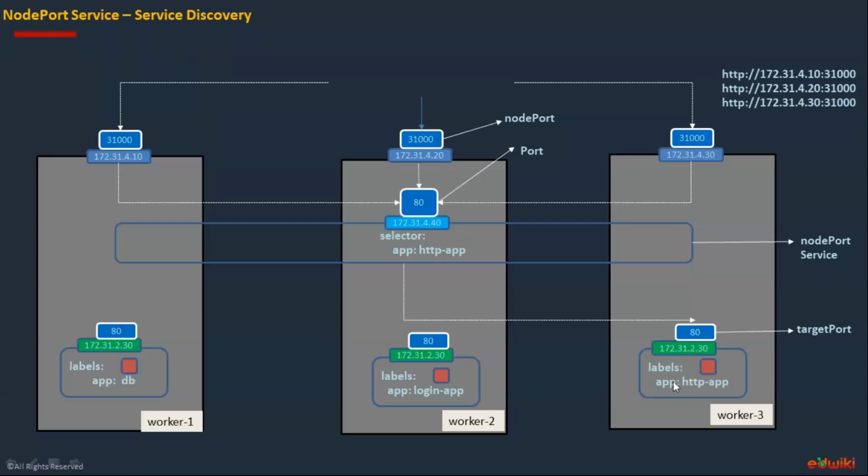Now, I don't need to worry about the labels when it comes to the end user, whoever is accessing my website. They will just say, hey, I want to access a website. You send the request to 31000. You already did this configuration. Anything that comes to 31000 should come to the service.